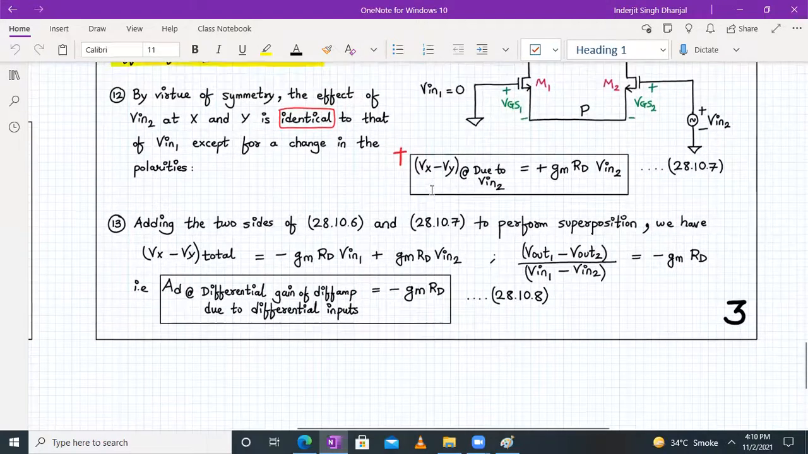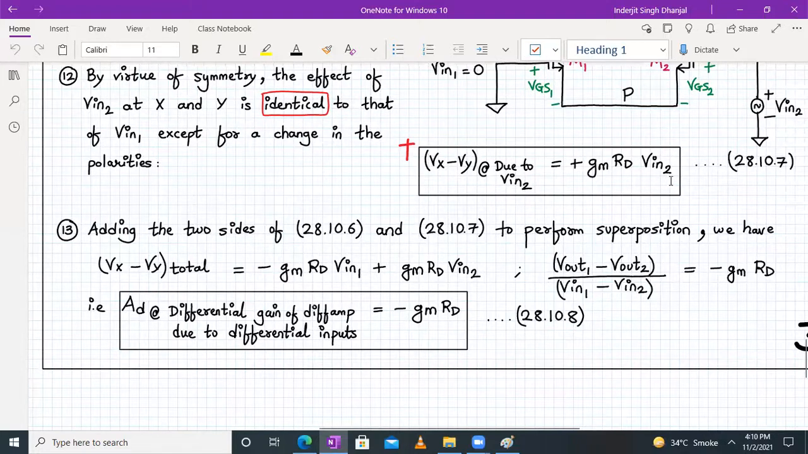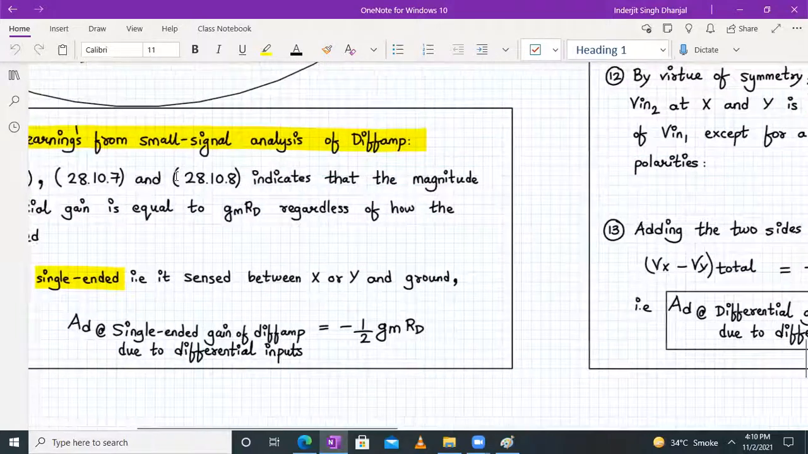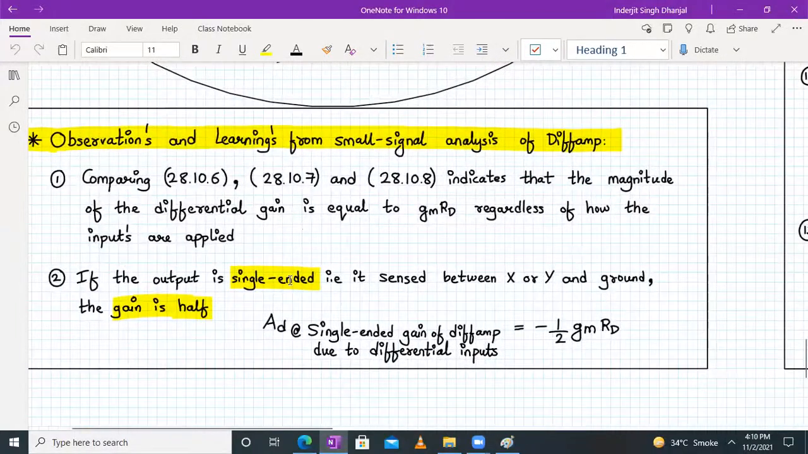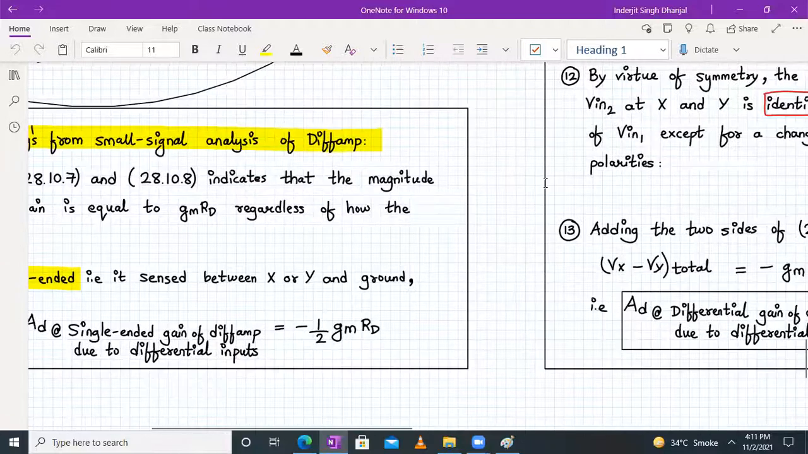So here is how we got that. Here I put a cross mark just to indicate how we got this plus gm RD into Vin2. Let me show it to you. Once we compare equations 28.10.6, 7 and 8, it indicates that the magnitude of the differential gain is equal to gm into RD regardless of how the inputs are applied.